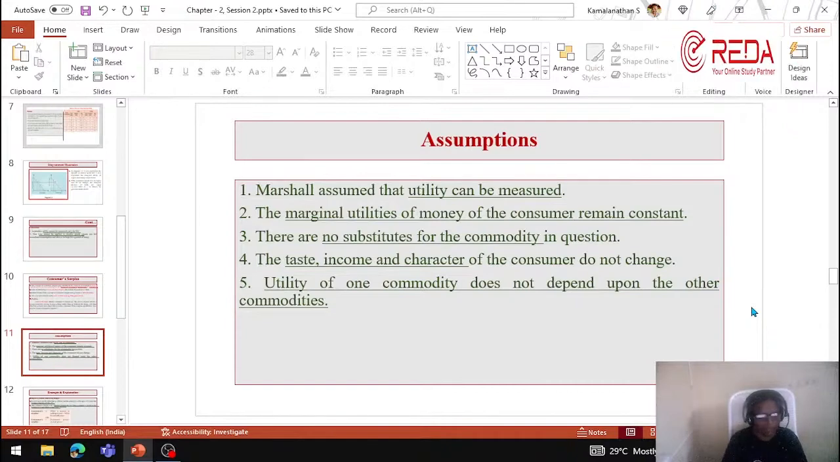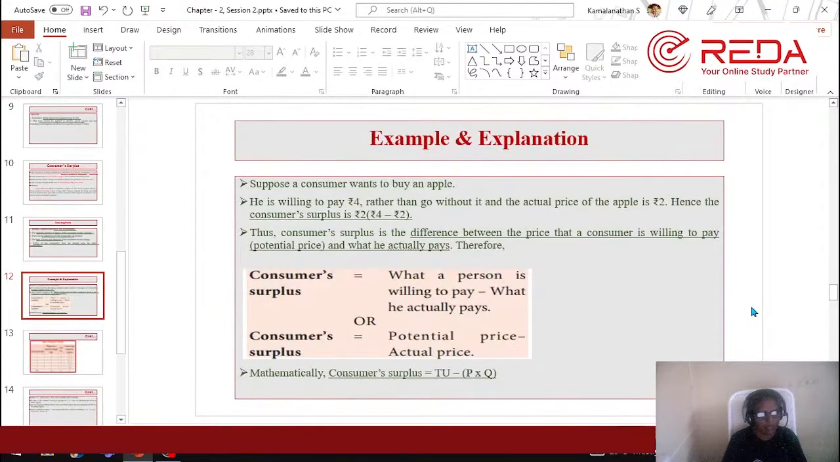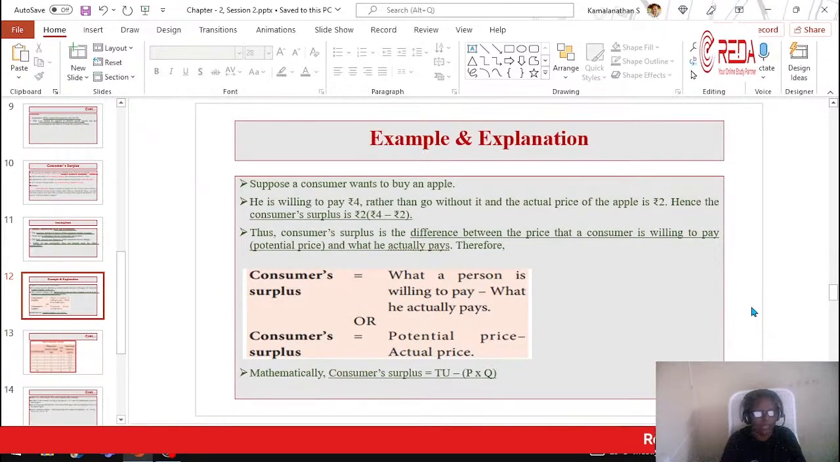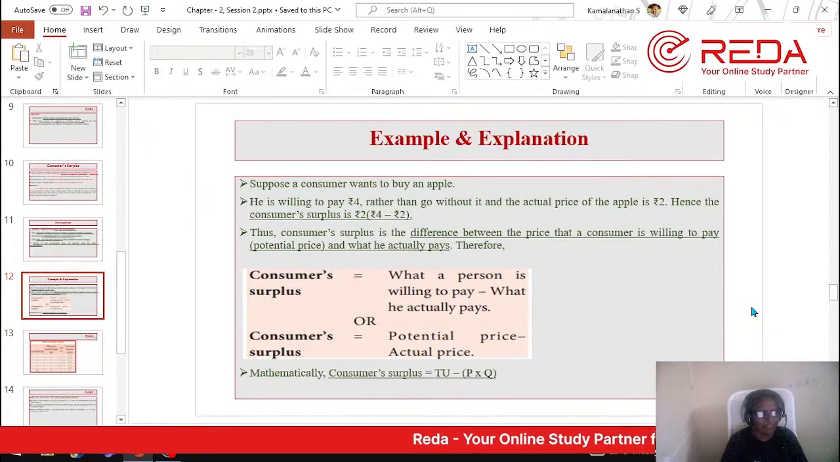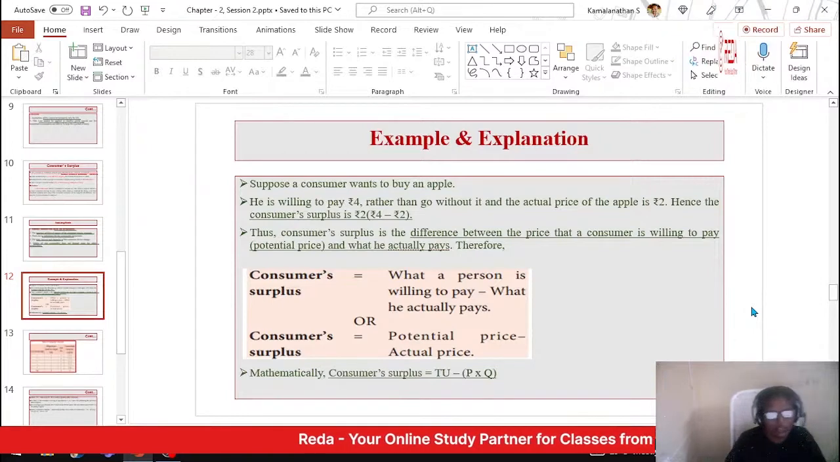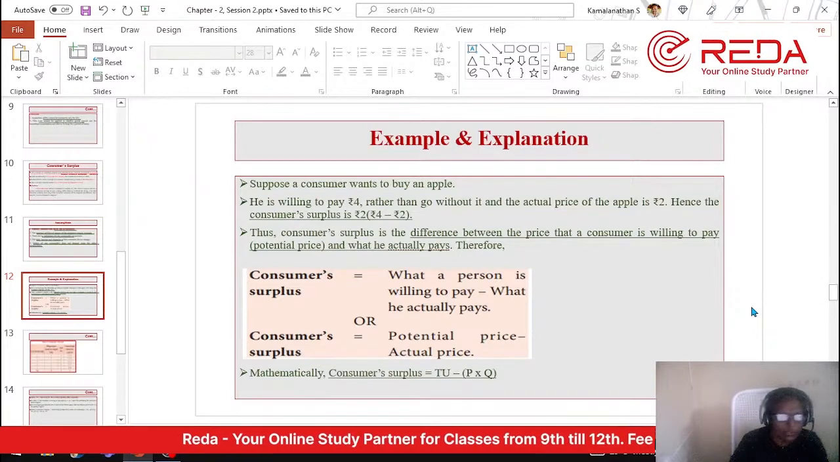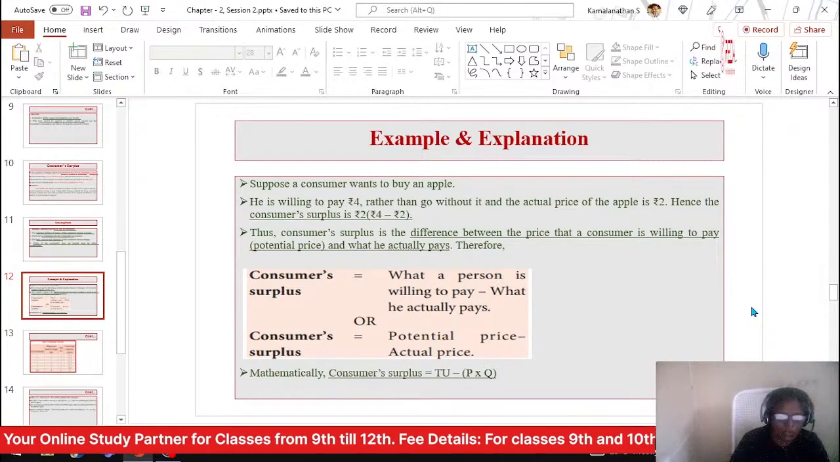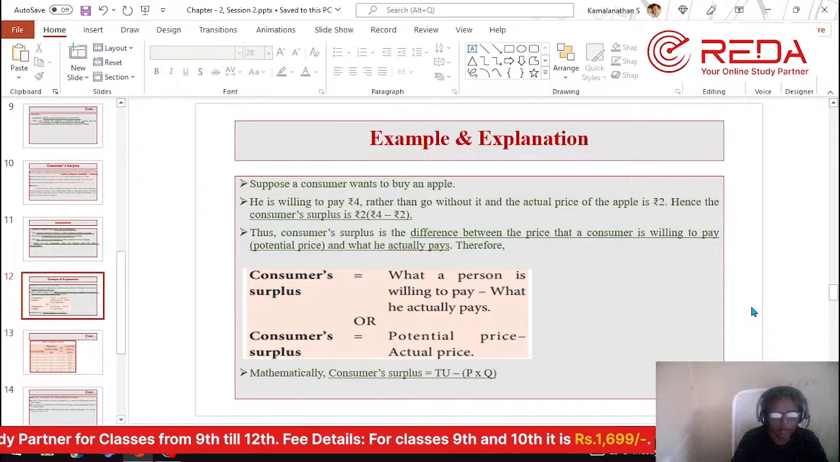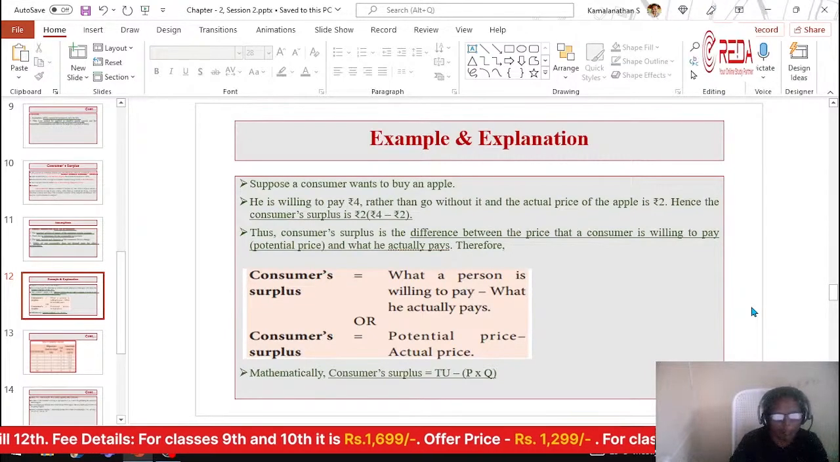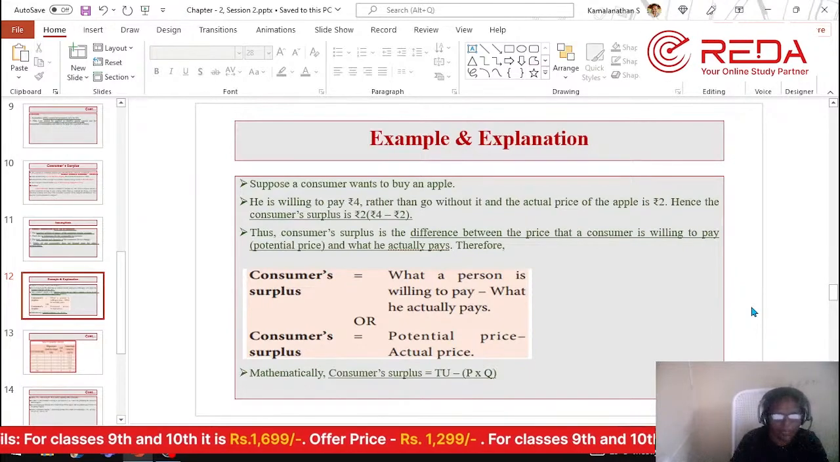Okay, now with the help of all these assumptions, we are going to measure the consumer surplus with the help of an example and some mathematical terms. Like for example here, a consumer wants to buy an apple. So he is willing to pay 4 rupees. Okay, you just assume you are a consumer. Now I'm assuming I'm a consumer of the particular commodity apple. I'm having 4 rupees in my hand.